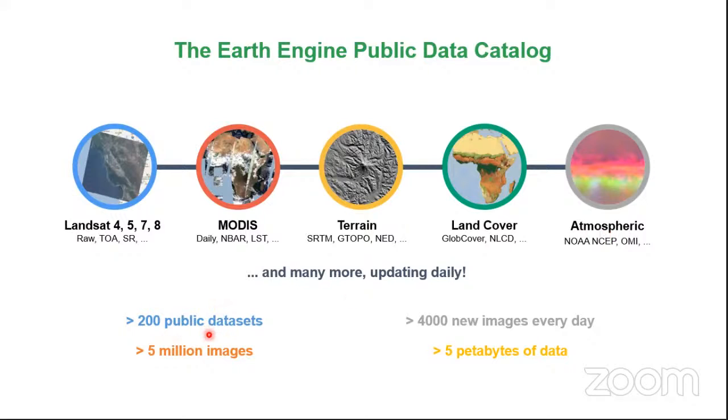Presently, Google Earth Engine has more than 200 public data sets, and every day it keeps on updating. Like if Landsat has passed over your particular area maybe 3 days back, it will automatically be ingested into Google Earth Engine on a regular basis. It has more than 5 million images and more than 5 to 6 petabytes of data, which keeps on updating.